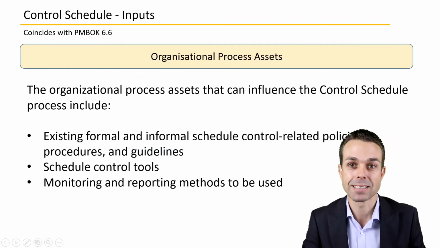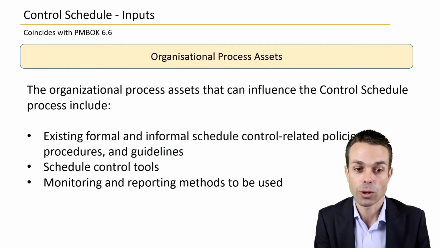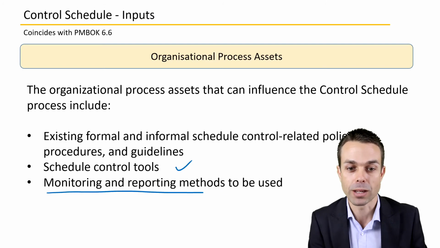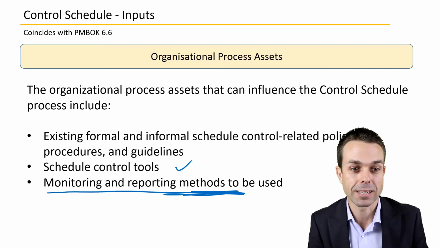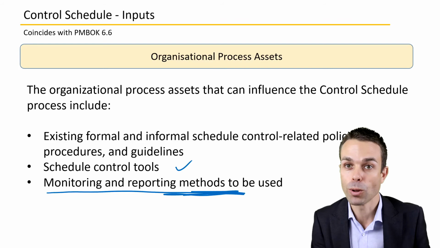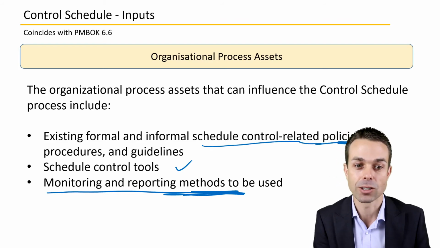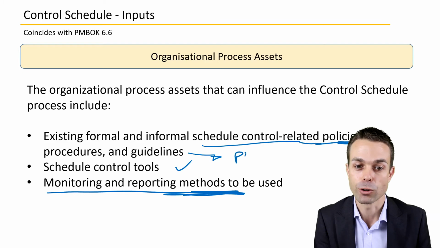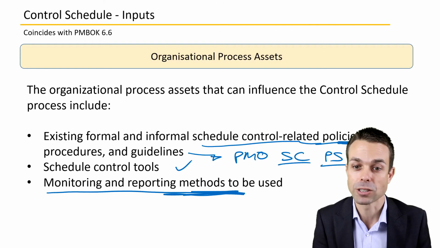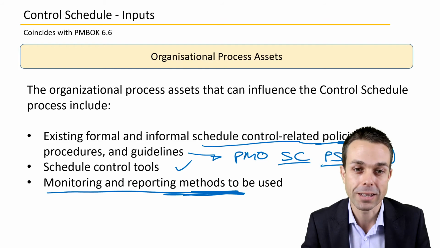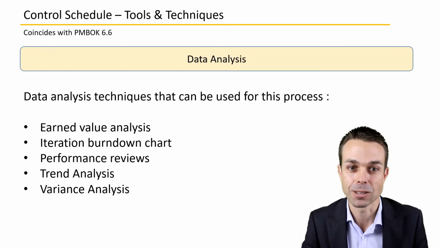Organizational process assets as an input will be schedule control tools that are existing in an organization, any monitoring and reporting methods that are used in an organization, and existing formal or informal schedule control related policies, procedures and guidelines. Does it need to go through a project management office, a steering committee, or just through the project sponsor, or is it a functional manager? So how does it actually occur in this particular organization?